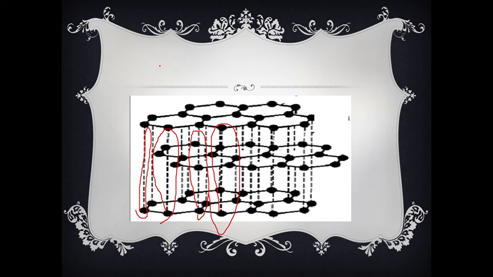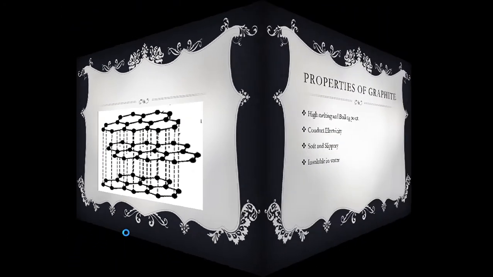Now, another comparison you can do between diamond and graphite is that in diamond, around each carbon atom there are 4, and it's a tetrahedral arrangement. But here you could see around each carbon atom there are only 3, and it's not a tetrahedral arrangement. It's a hexagonal arrangement. You could see 1, 2, 3, 4, 5, and 6. That is a hexagonal arrangement. Okay?